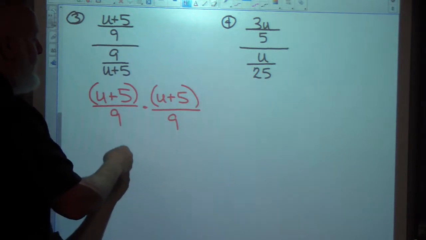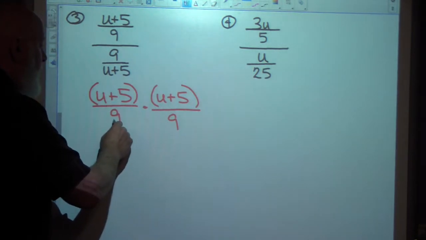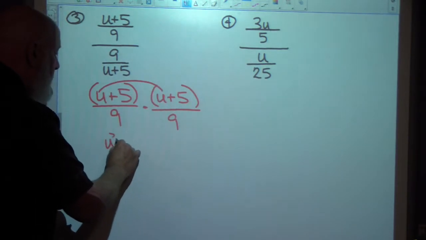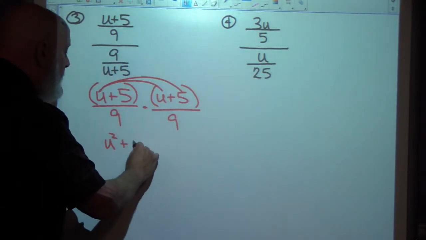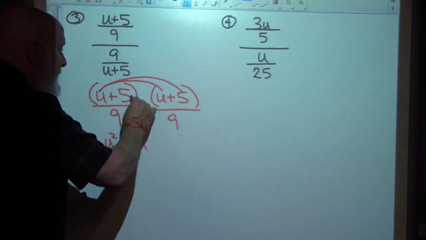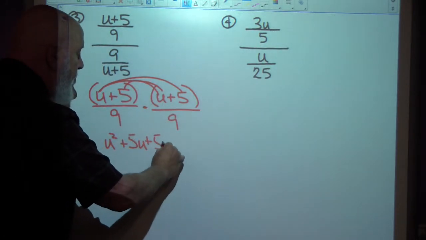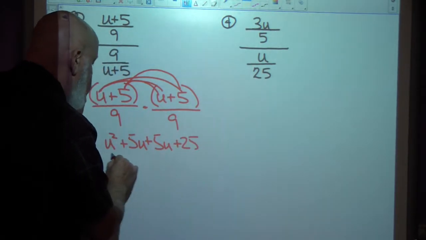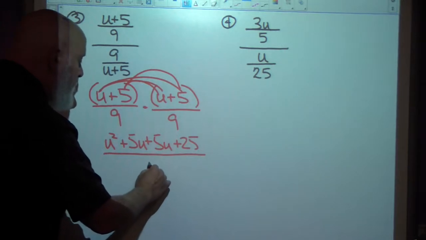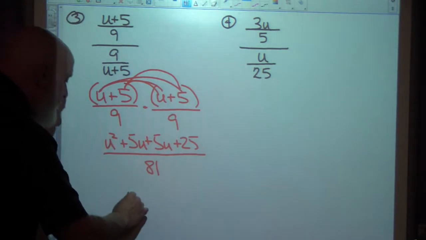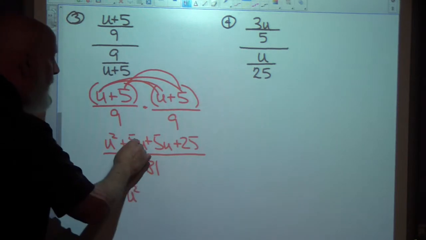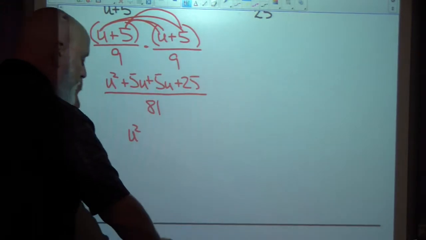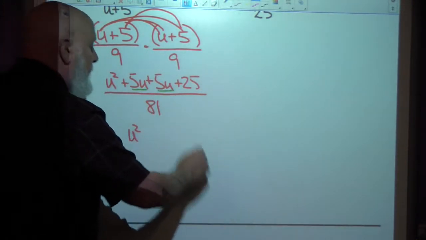There are two ways we could write this answer. I'll do both ways. First of all, we could call it u squared plus 5u plus another 5u, I'm foiling, plus 25 over 9 times 9, which is 81. We could combine like terms. U squared plus 10u. I'm going to scooch this up a little bit so you guys can see. 5u plus 5u, that's 10u, combining like terms.